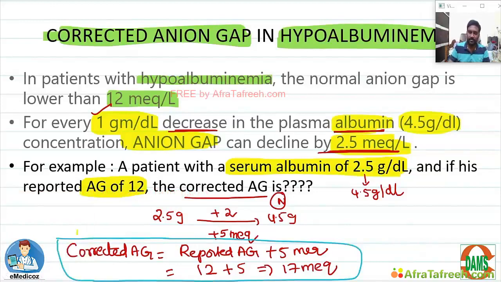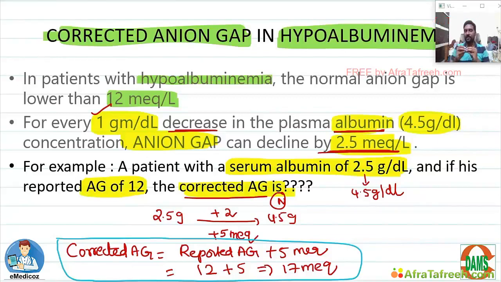So in simple terms, this corrected anion gap is nothing but we are standardizing the anion gap with respect to normal albumin. So if the albumin is 2.5 gram per deciliter, the reported anion gap is 12. But I want to know, if his albumin was normal actually, what might have been the anion gap? It would have been 17 milliequivalents, which generally indicates high anion gap.